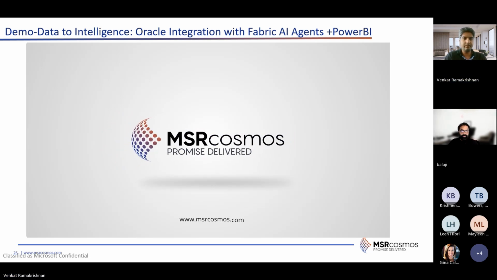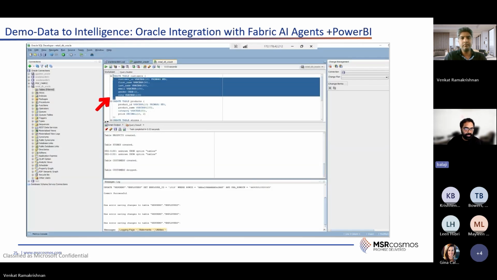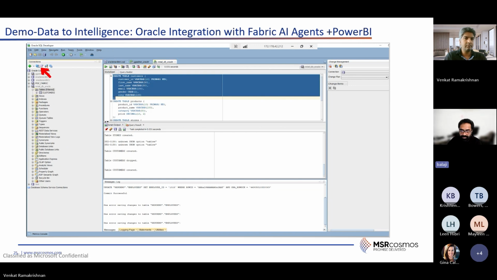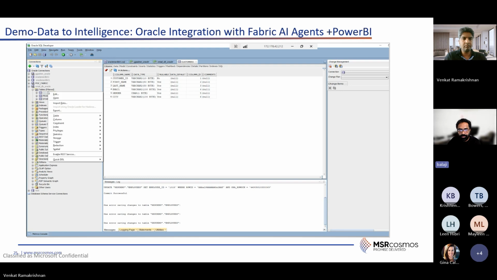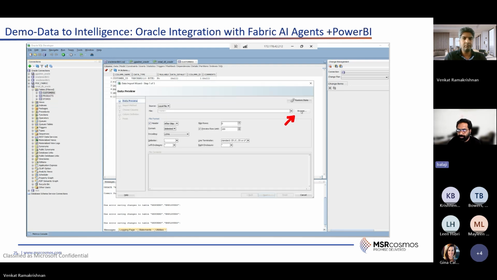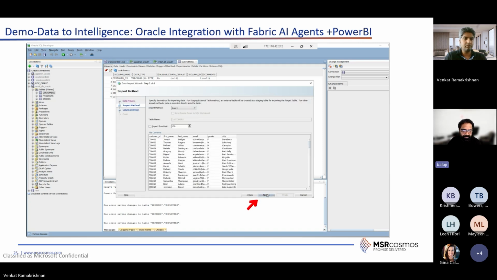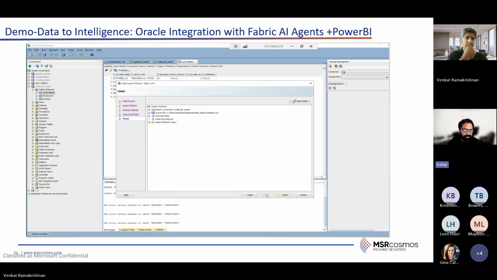Go ahead, Balaji. Yeah. So this is where I'm creating the tables in the Oracle database. We are creating our customers table, products table, and then stores table in my Oracle instance running on Azure. We can see the table got created. Now I am importing the data to all these tables. I'm importing 20K records for customers, and similarly for the other two tables, products and stores.